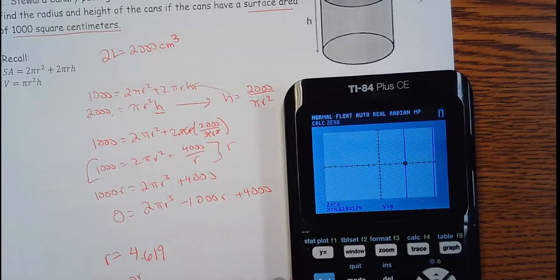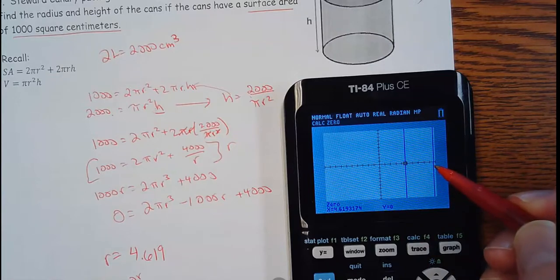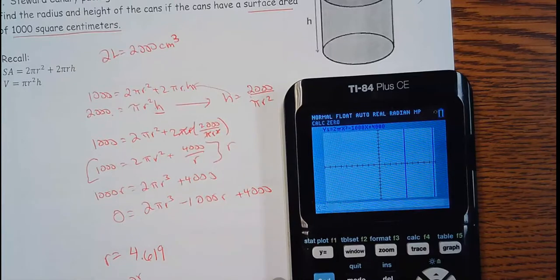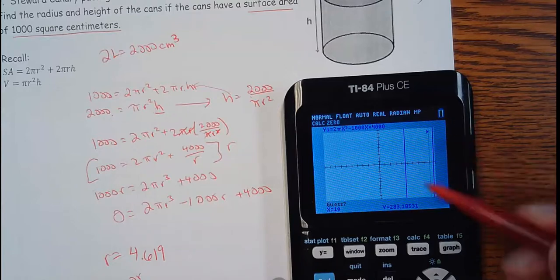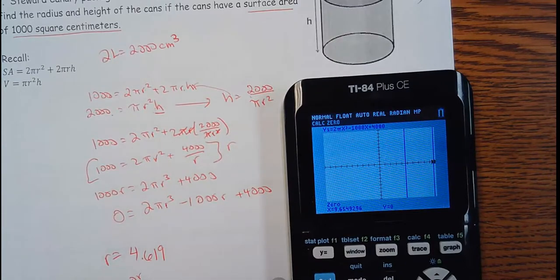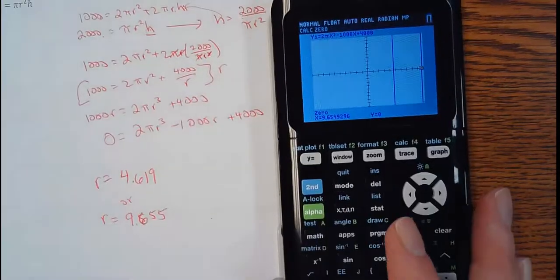Or r could equal the other one, which is between 9 and 10. So I'm going to go second calc, left bound 9, right bound 10. Again, this is going to be way faster than trying to find the cursor on the screen and get it to line up. It's going to jump off the screen every time. So the zero is 9.655.